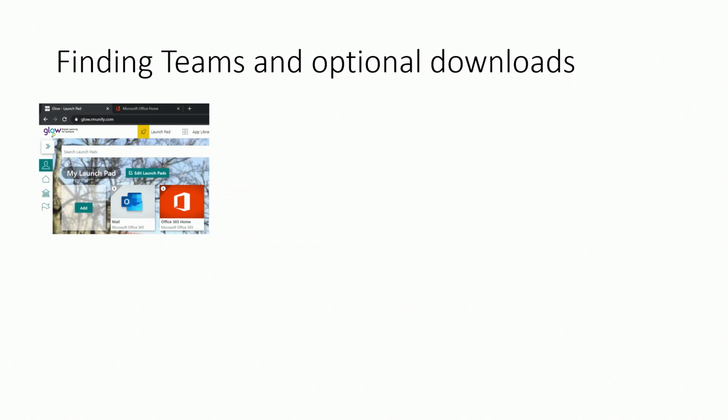Teams is where we're going to be producing most of our work. Teams can be run online or downloaded. To access Teams, you can go to My Launchpad or onto the School Launchpad and find the icon that says Office 365 Home. When you click on this page, you'll be given a navigation bar down the side of your screen. We're looking for the icon with two purple people and a T. This is for Teams.